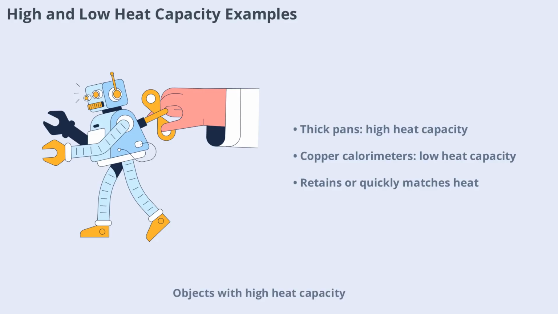Objects with high heat capacity, like thick cooking pans or heavy electric press bases, heat up slowly and retain heat longer. This is useful for cooking and ironing, as it ensures even heating and keeps food or clothes warm. On the other hand, calorimeters are made from thin copper sheets with low specific heat, so they quickly match the temperature of their contents without absorbing much heat themselves.